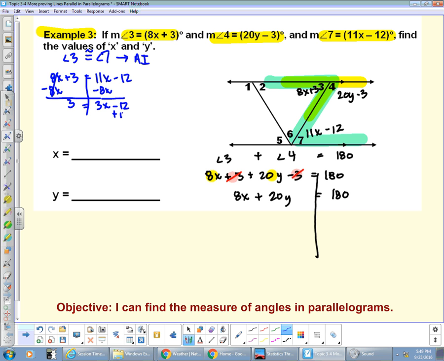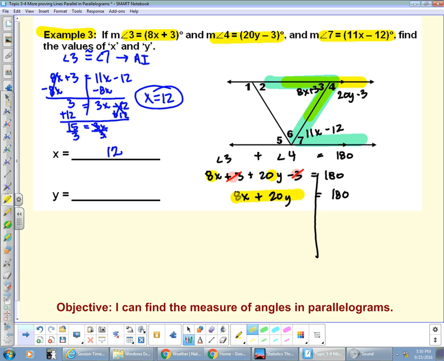I'm going to add 12 to both sides. 12's cancel. And so I get 15 equals 3x. Divide both sides by 3. And 15 divided by 3 is 5. And so x is equal to 5.